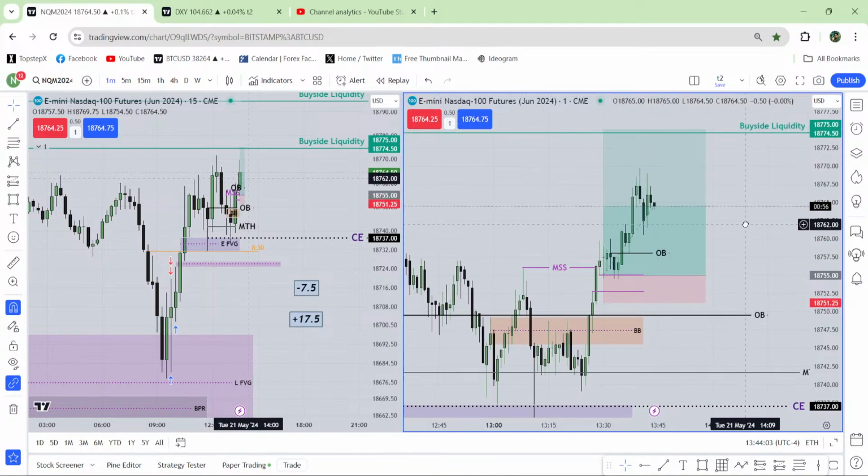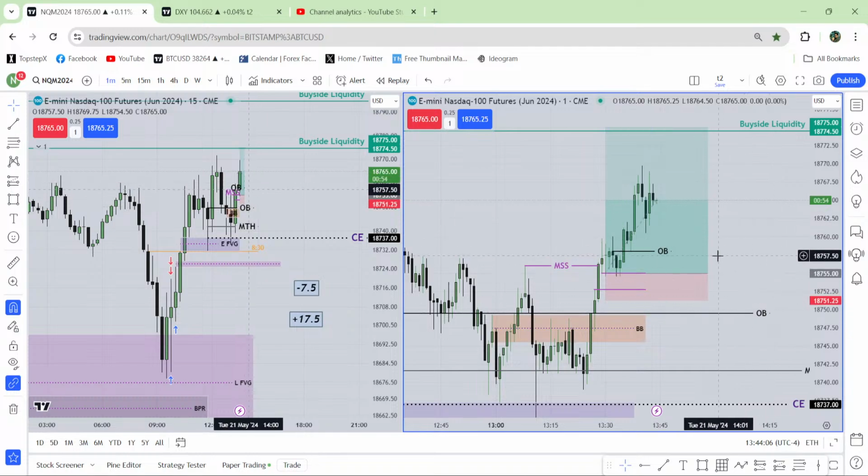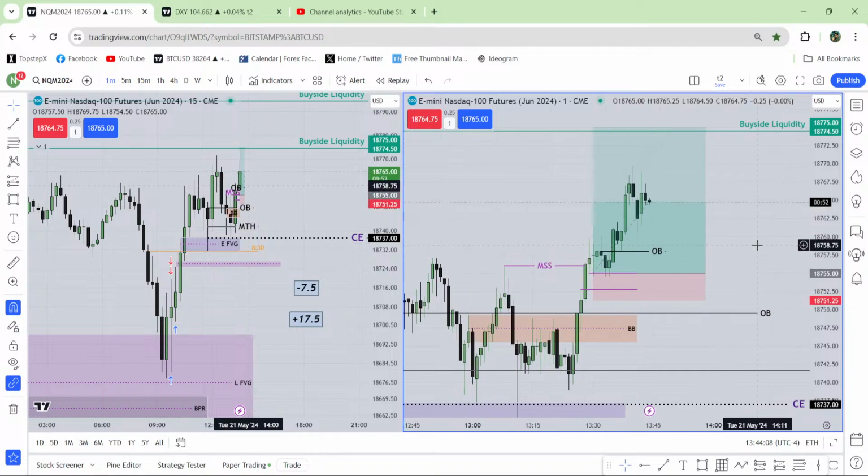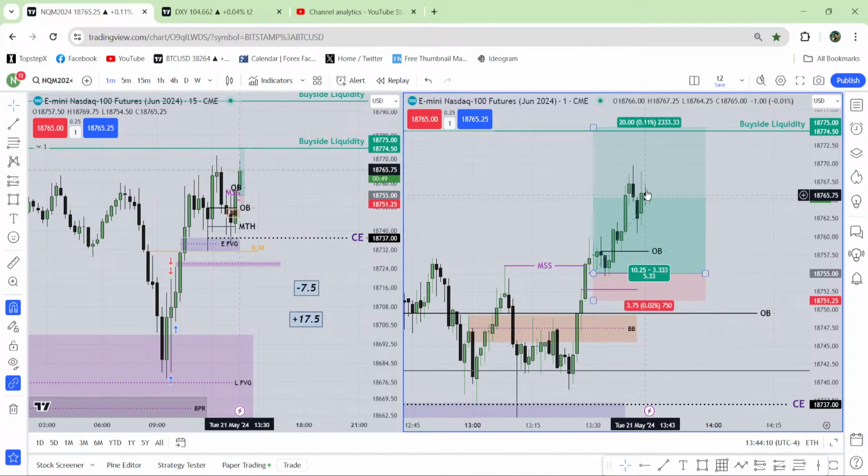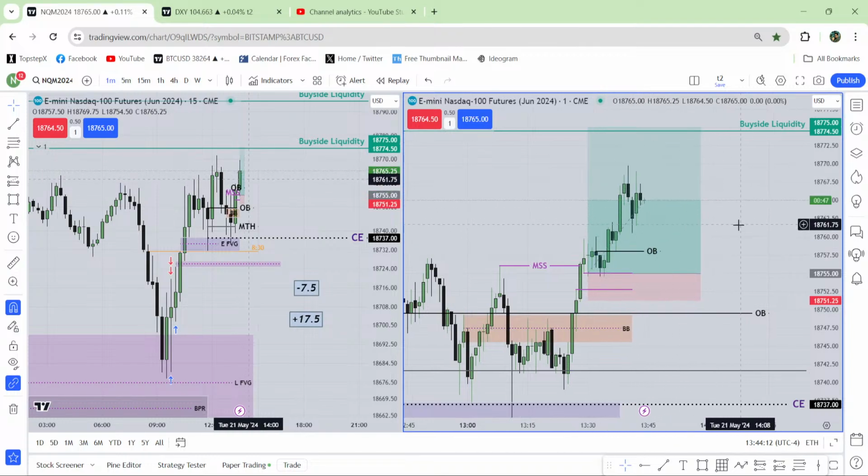Here the timing is a little bad. I mean, we are very near to the 2 p.m. macro, that's why it's just spending a little time over here, but I believe that the market will go for that buy side liquidity. Okay, trust me.